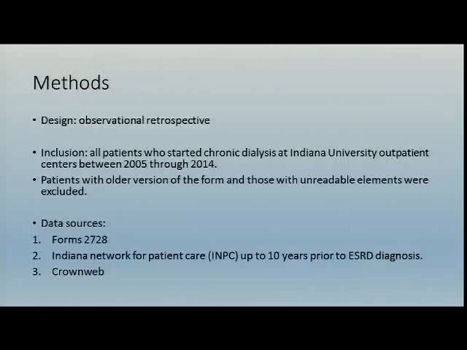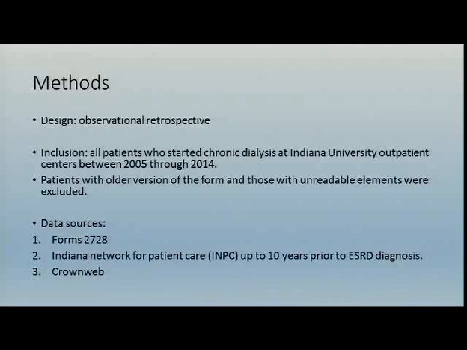We defined the cohort as everybody who started chronic dialysis at outpatient dialysis facilities that belong to Indiana University Health between 2005 through 2014. The reason for choosing 2005 is that's the date they rolled out the most recent form to register patients for Medicare benefits for dialysis. So we started with that date. We excluded people who had the older version after 2005, and people who had unreadable elements were also excluded.